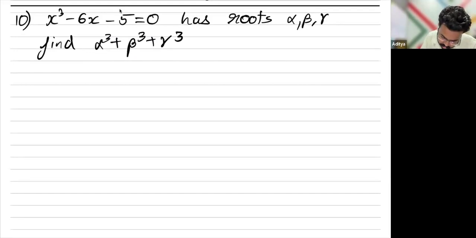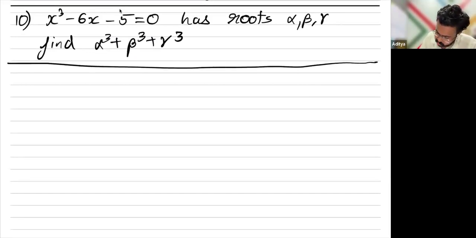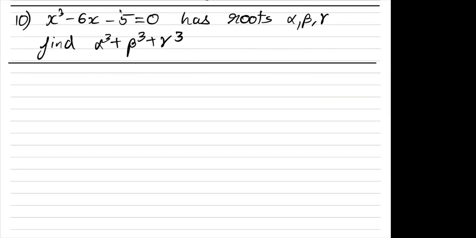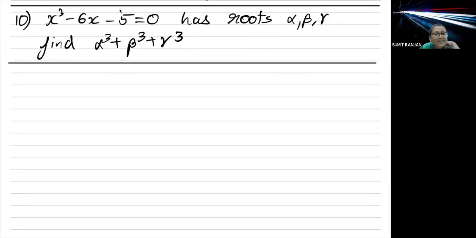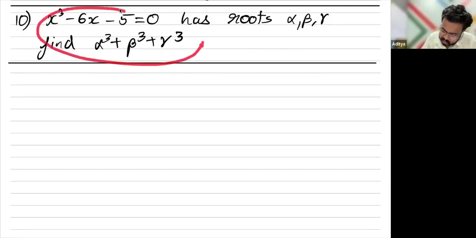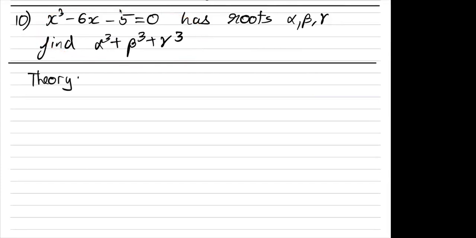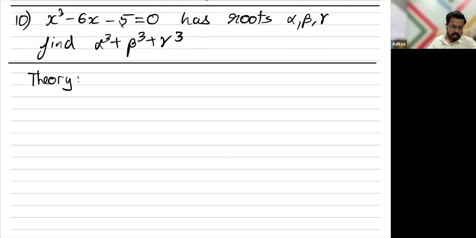Question 10, I'll give a certain amount of hints. First of all, if you're not aware of the theory, I'll just mention the theory. Otherwise, I'll not proceed with solving the question. Here the theory is relevant. Don't shout out the answer, just put it in the chat. Everyone has access to the chat. I'll mention whether it's correct or not correct.